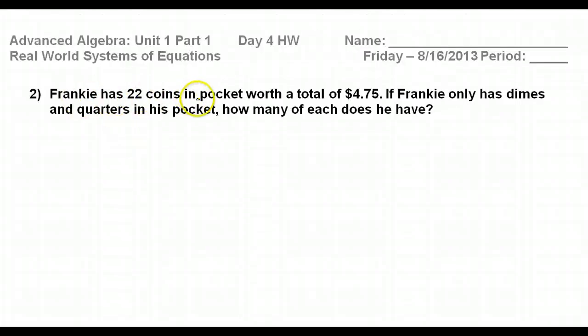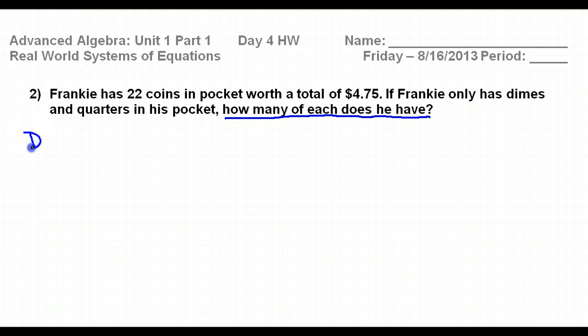Frankie has 22 coins in his pocket, worth a total of $4.75. If Frankie only has dimes and quarters in his pocket, how many of each does he have? All right, this last sentence tells us what our variables need to be. How many of each does he have? So what are we talking about? Dimes and quarters. Now I'm going to go ahead and use D and Q.